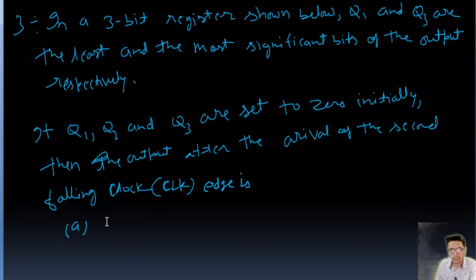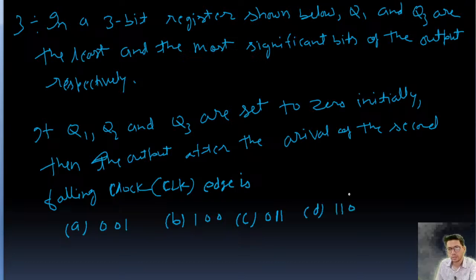Option A is 001, option B is 100, option C is 011, and option D is 110. Okay, so this is the question. I'll make a figure, then your doubts are going to be clear. Okay, so this is like this.